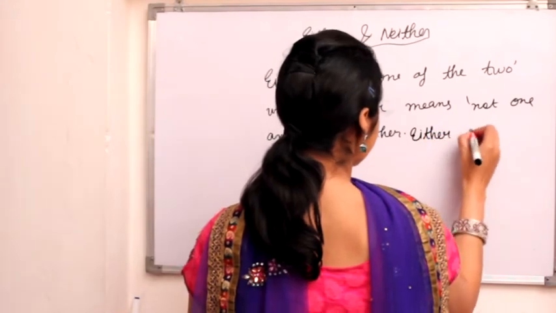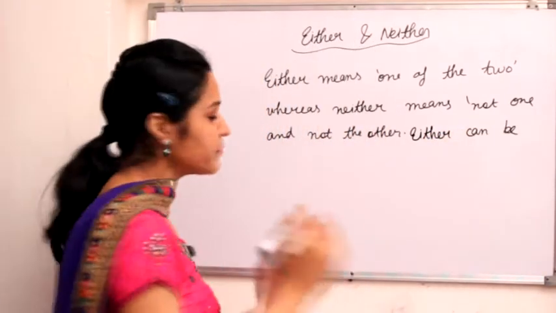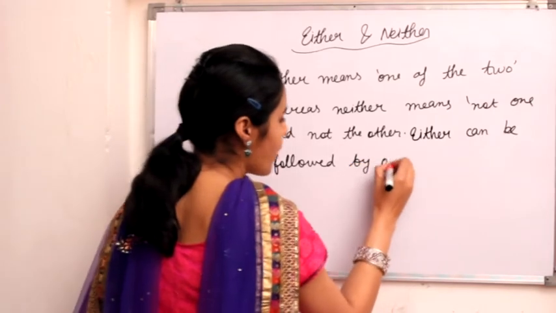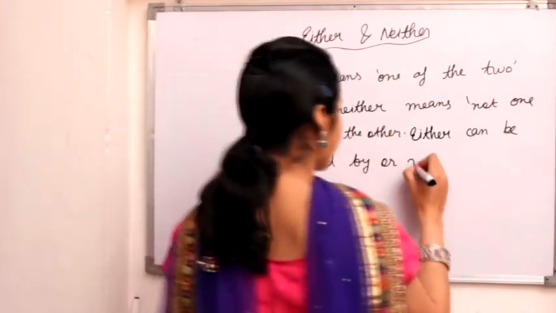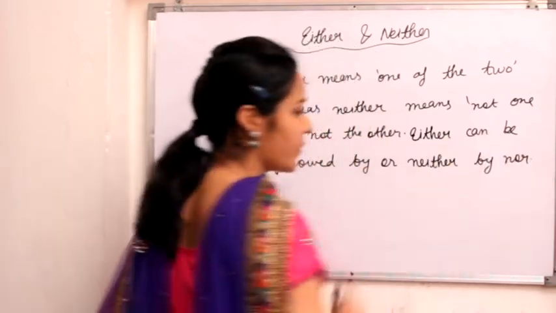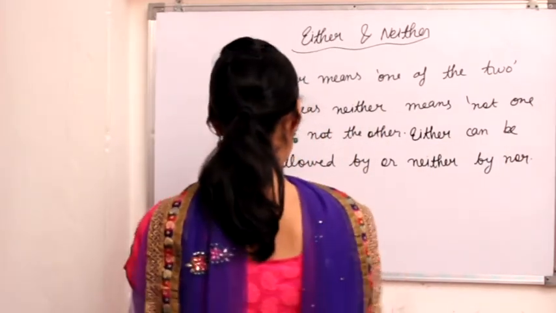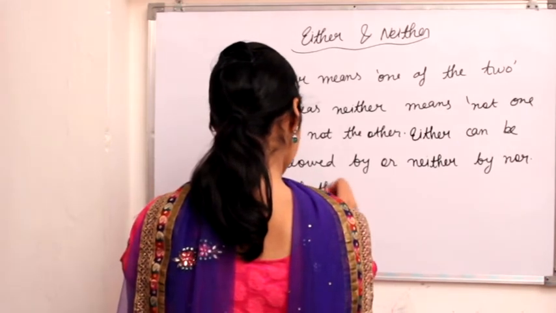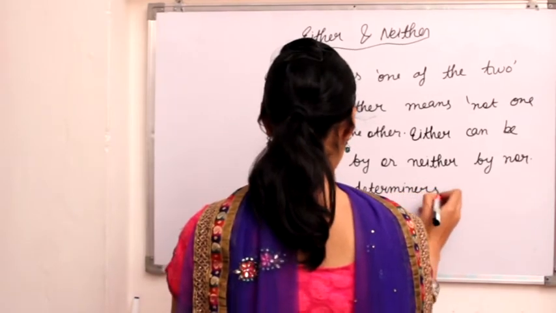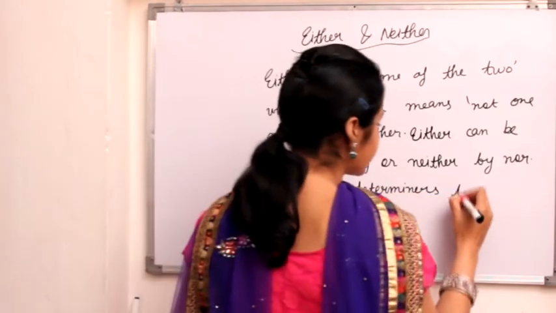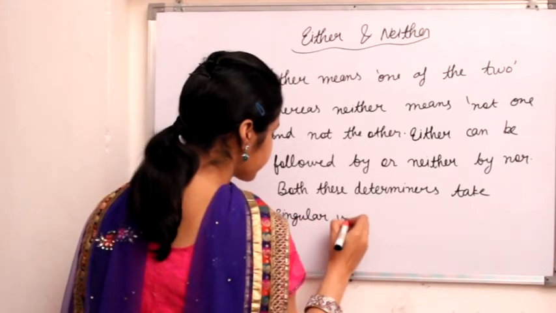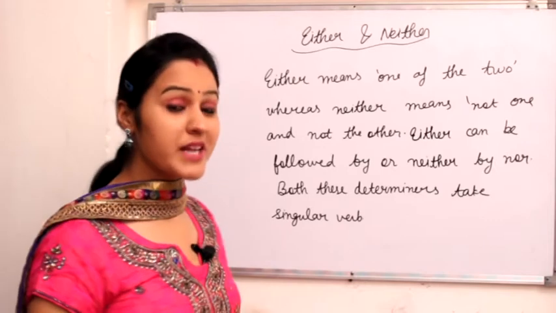Okay, so either can be followed by or, and neither by nor, and I added here that both these determiners take a singular verb.